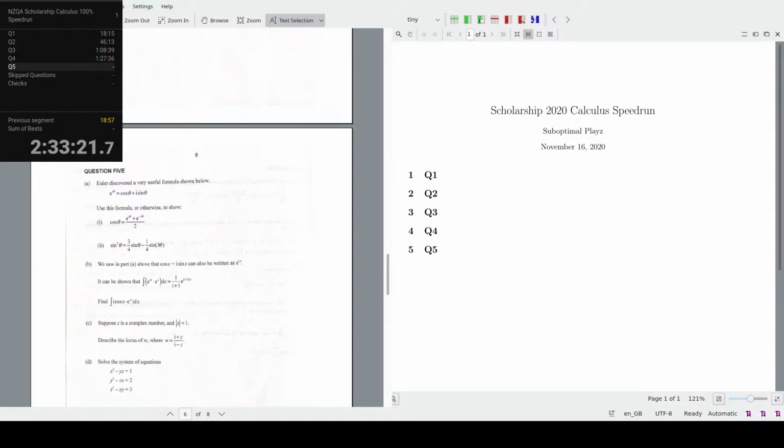Wait, but that implies... Wait, is that actually correct? No, I'm doing 5C. That's the locus question.